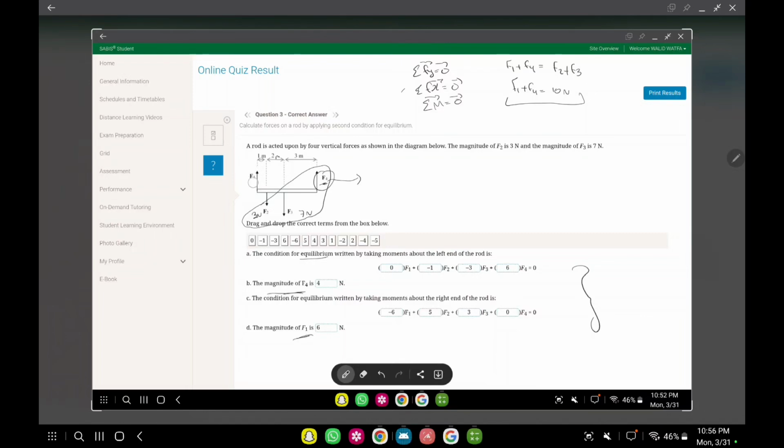So, very easy. I think I explained the whole concept for you. Let's start part A. They want you to take the equilibrium. So they told you the steps, so it's very easy. What's the equilibrium if you take the moments about the left end of the rod?